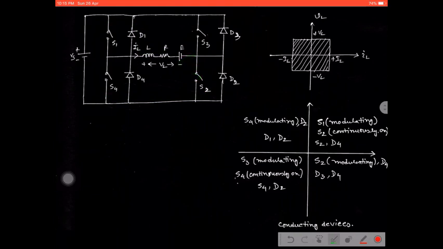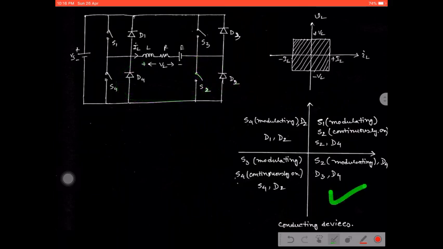Similarly, this operation can be applicable for the other two quadrants. That is why S3 is continuously on during the class C chopper. S3 is continuously on and will be modulating with respect to S4 on. That means the current starts flowing in this way. That is why in all the cases S4 will be on, and we are modulating, or switching on and off, the switch S3. And S4 and D2 will provide you the discharging path in all the cases.